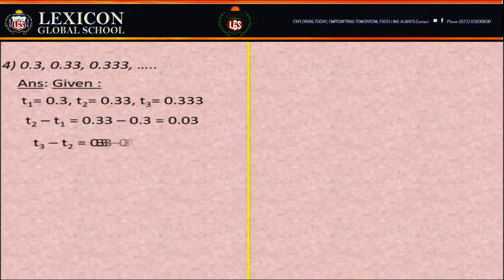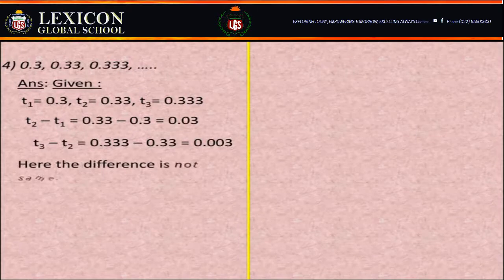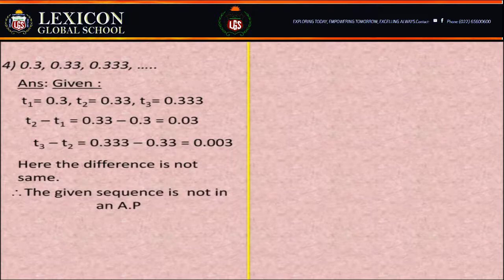Similarly, when I subtract T3 minus T2, 0.333 minus 0.33, I get my answer as 0.003. Here, the difference is not the same. As you can see, I get 0.03 when I subtract the first term from the second term, and when I subtract the second term from the third term, I get the difference as 0.003. So the difference is not the same. Therefore, I can say that the given sequence is not an AP.